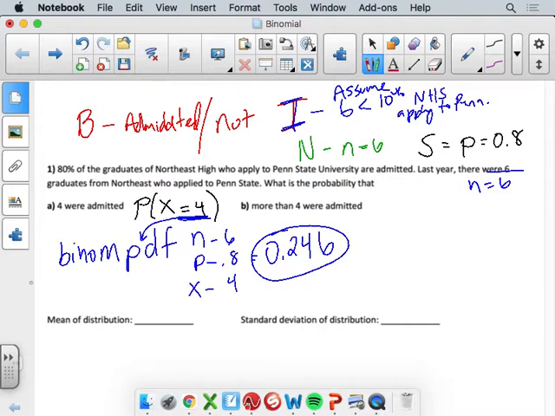So B. What is the probability that more than 4 were admitted? I'm going to write this so that y'all see it with the notation, and it's a good habit for you to do too. What's the probability that your event is more than 4, greater than 4?